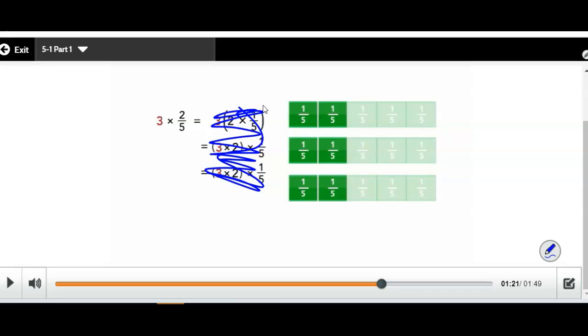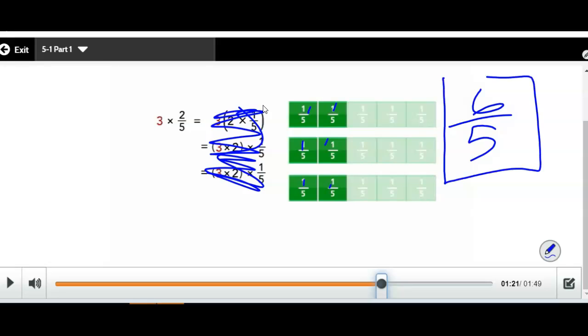2 times 2/5. We counted how many were shaded dark, right? What is the answer here? What is 3 times 2/5? Nick? 6/5. Do we agree? Yes, right? We counted 1, 2, 3, 4, 5, 6 of them that were fifths. It's 6/5. What is 6/5 called?